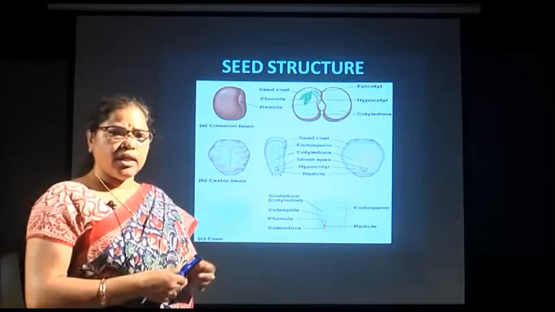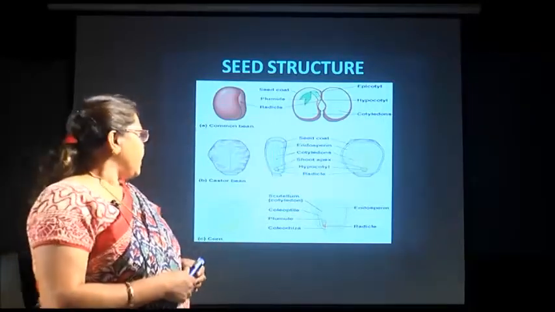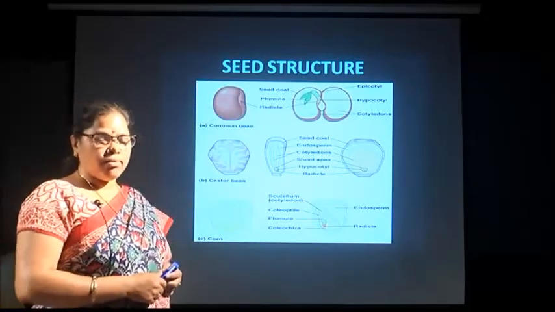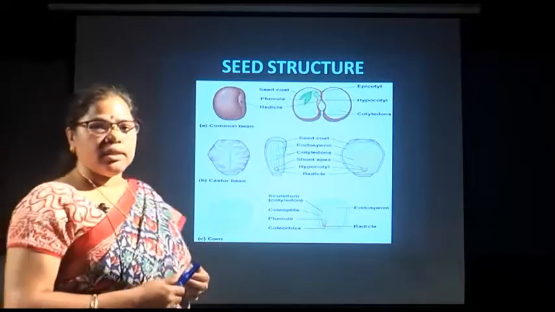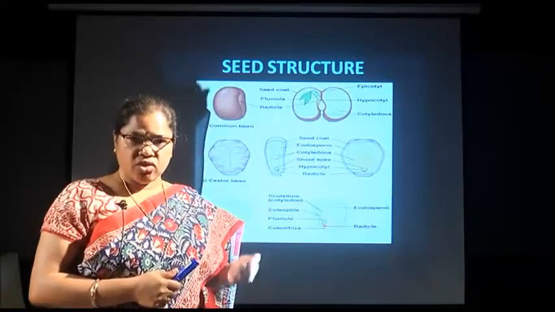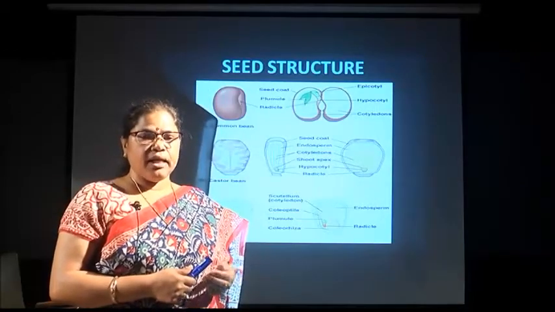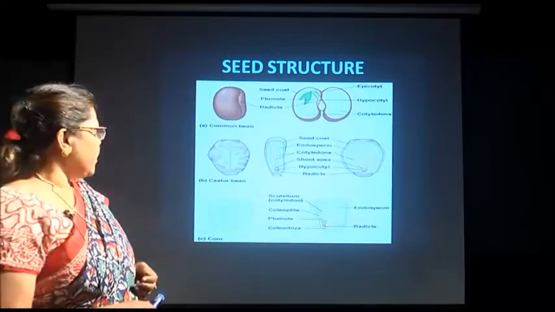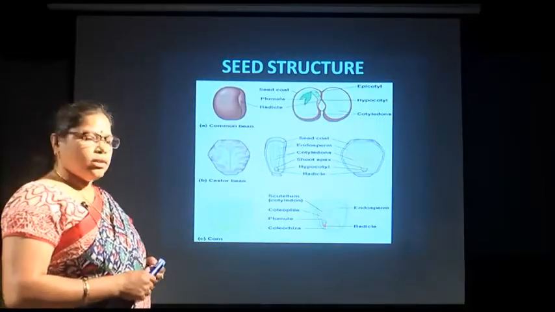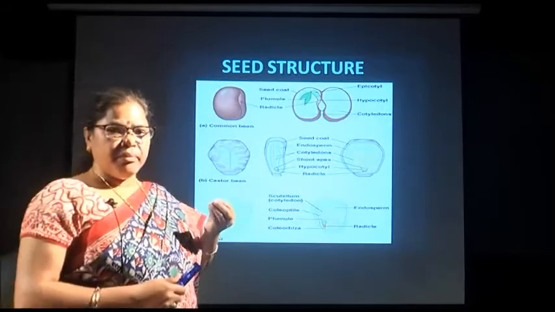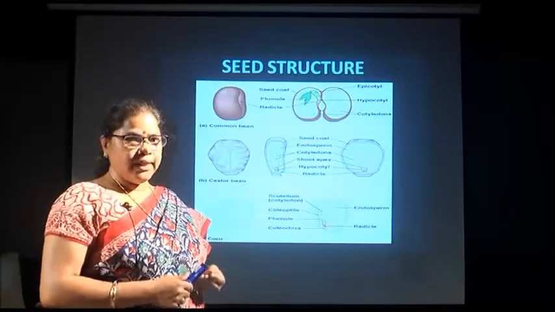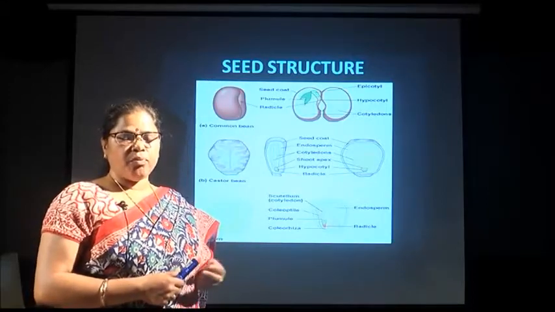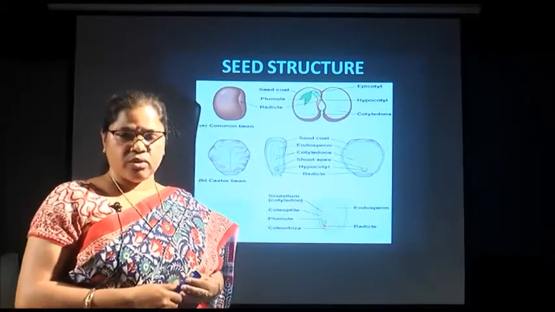Seed is nothing but a matured ovule, and it is covered with a seed coat. The outer covering of the seed is known as the seed coat. The seed coat is generally two layered. The outer layer is known as the testa and the inner layer is known as the tegmen. The testa is generally a thick layer and the tegmen is generally a thin layer. Inside the seed coat there is the embryo. The embryo is a miniature plant which actually grows into the seedling, and in addition to the embryo, the endosperm is present. Endosperm provides the nutrition or the food material for the developing embryo.